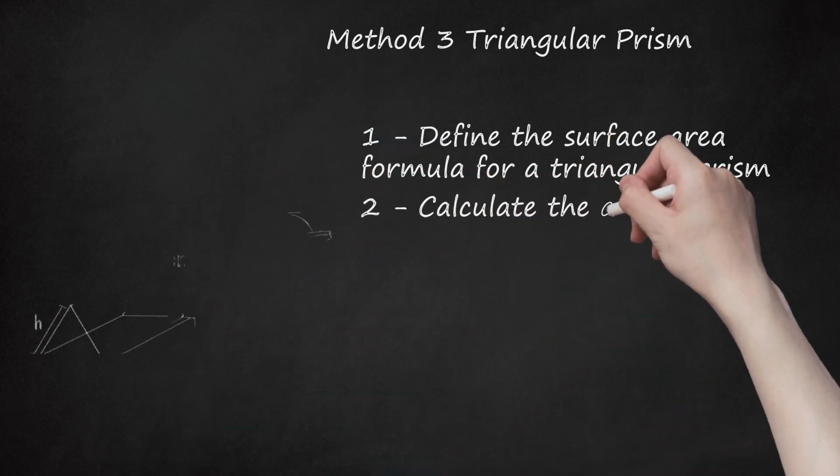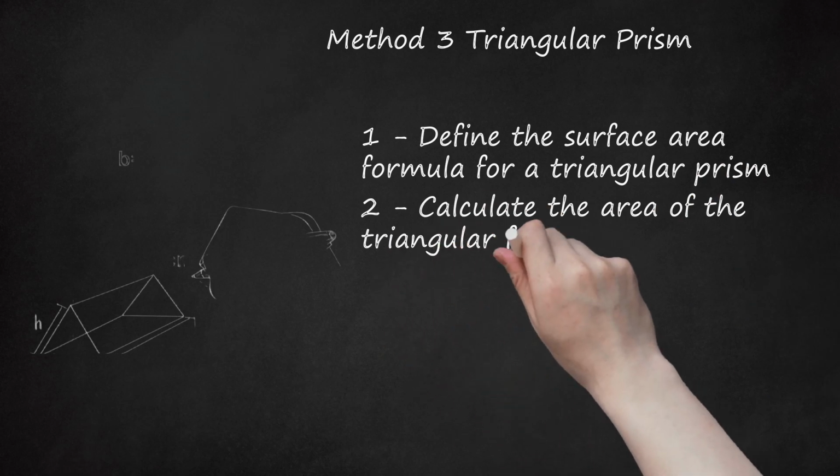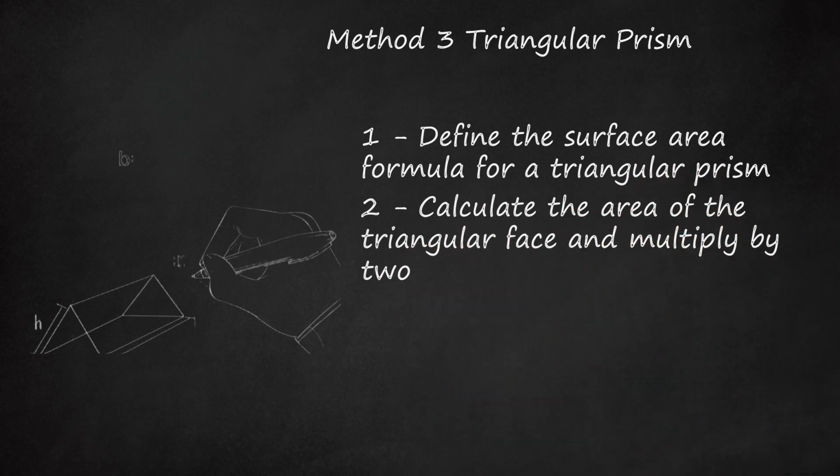2. Calculate the area of the triangular face and multiply by 2. The area of a triangle is 1/2 b*h, where b is the base of the triangle and h is the height. Because there are two identical triangle faces, we can multiply the formula by 2. This makes the calculation for both faces simply b*h.